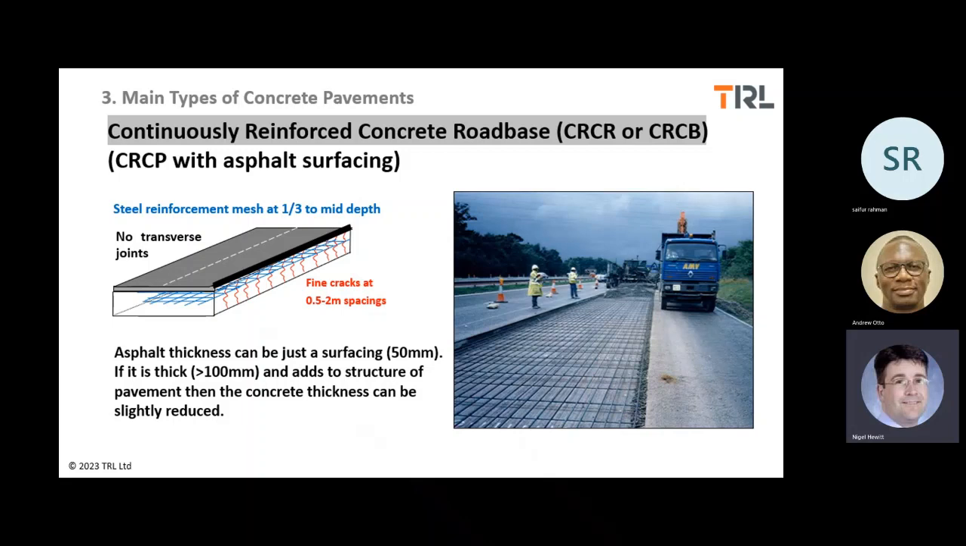From the picture, you can see that the cracks are in full depth. The 0.5 meter to 2 meter spaced cracks are full depth, from top to bottom, not partial depth. So to protect this crack, we are using the reinforcement in the top layer, right? So why not in the bottom layer to protect the crack?